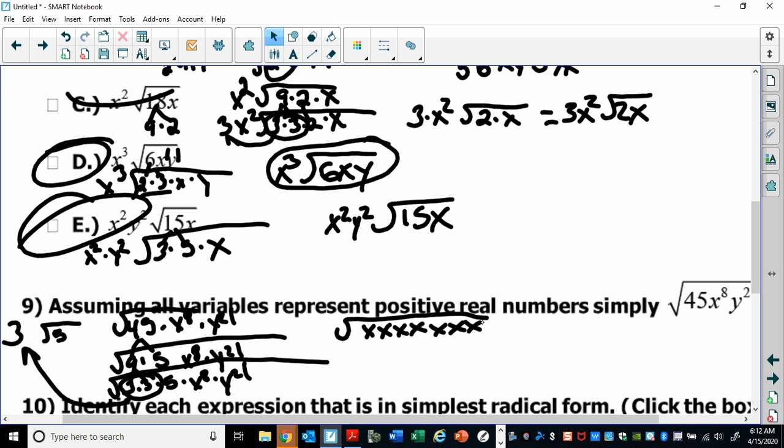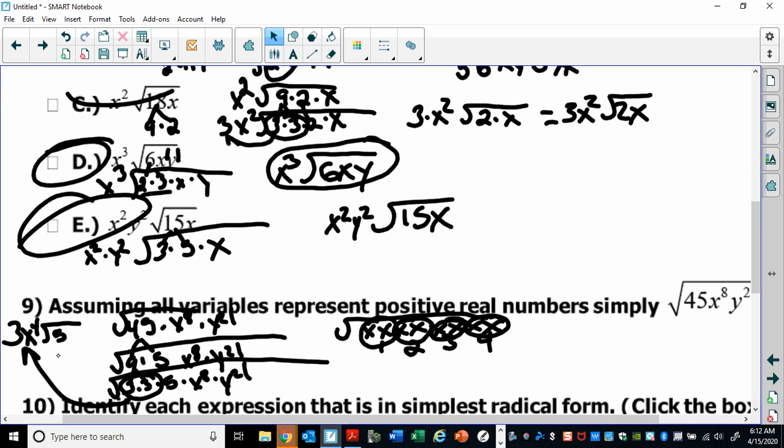6, 7, 8. That's a group. That's a group. That's a group. And that's a group. We have 4 groups: 1, 2, 3, 4. So you guessed it, we're going to bring out 4 x's. So it's going to sit here. We're going to have x to the 4.